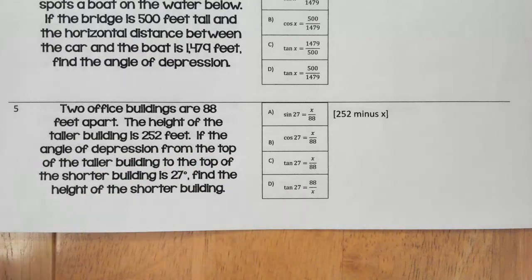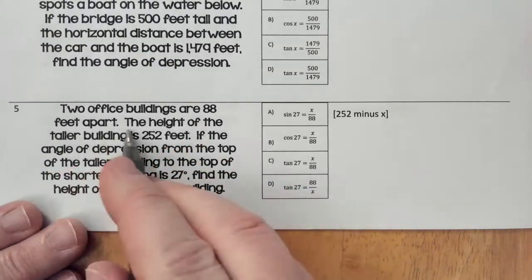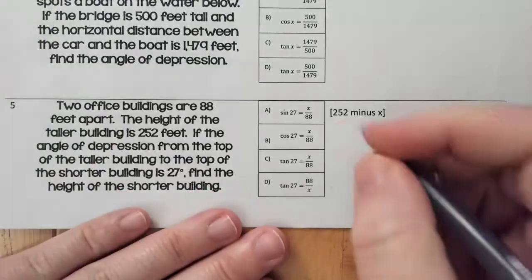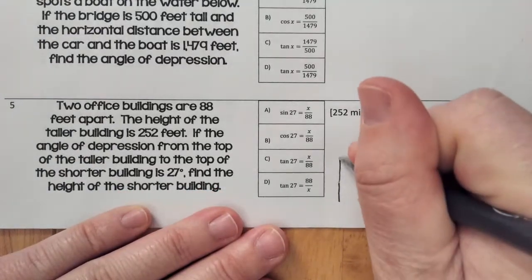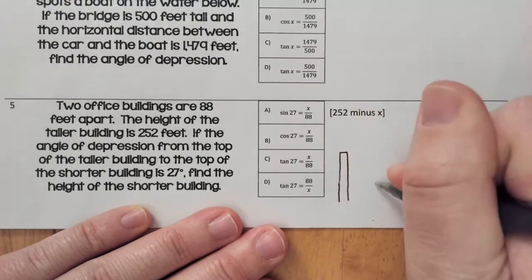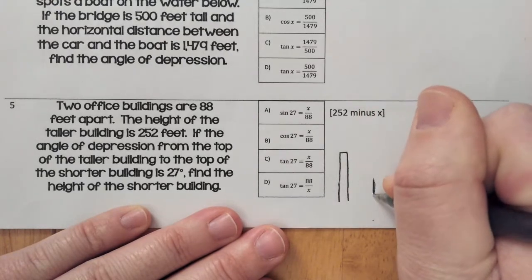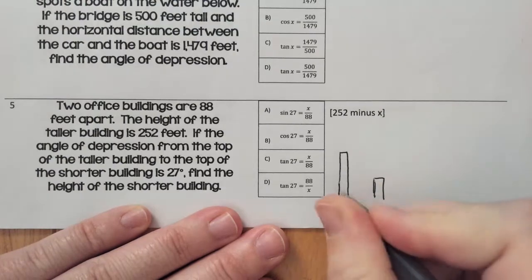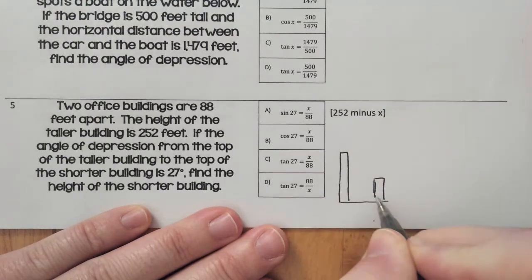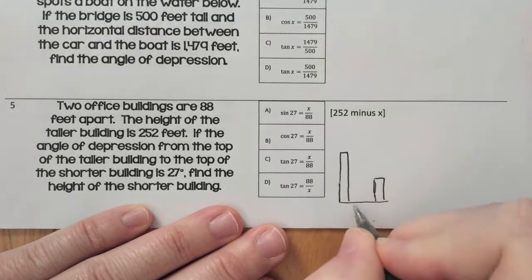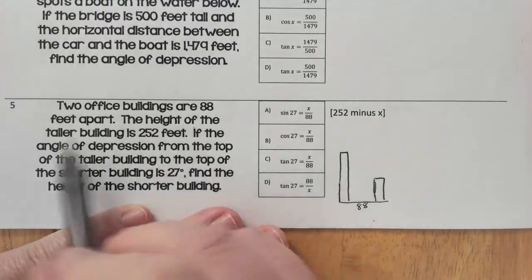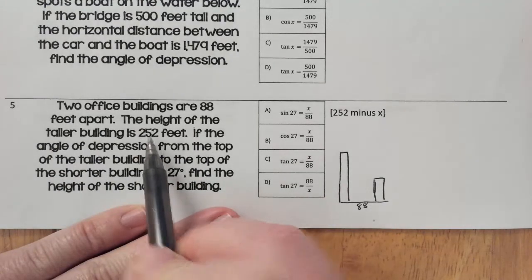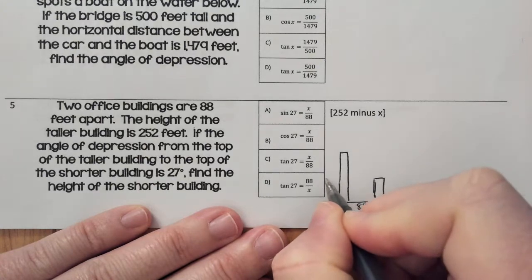All right, so 2 office buildings are 88 feet apart. All right, so let's draw 2 buildings. So we have a building. So we have a tall building and we have a short building. Okay, and then here's the ground. Okay, and the buildings are 88 feet apart. So I'm going to put the number 88. Okay, the height of the taller building is 252. All right, so this building right here is 252.